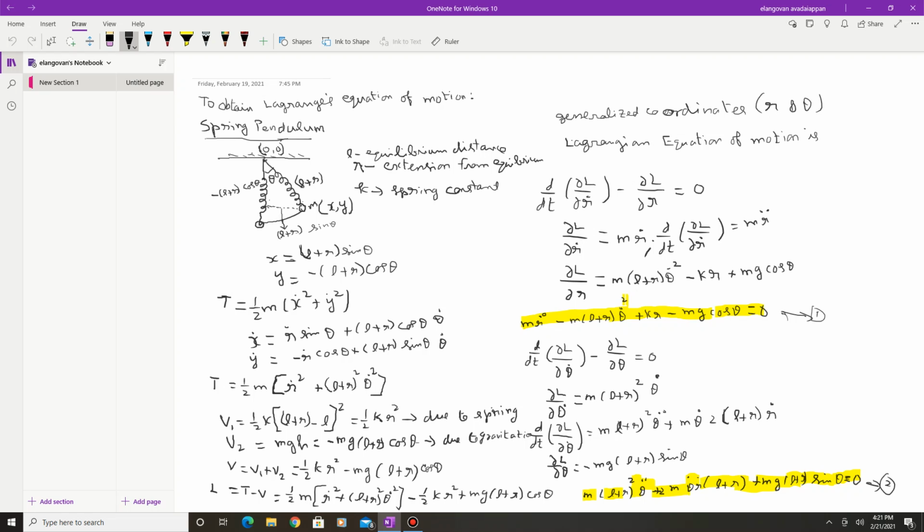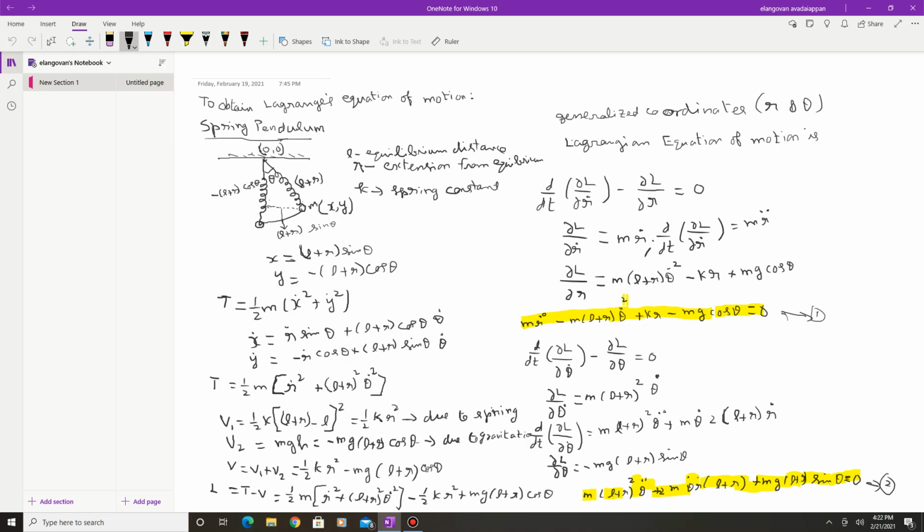Another potential energy is due to gravity, mgh, where h is the vertical distance. So here h is equal to minus (L plus R) cos theta. Therefore the gravitational potential energy is minus mg into (L plus R) cos theta. Now if you add these two terms, you will get the total potential energy of the system. So V is equal to V1 plus V2, which is equal to half k R square minus mg into (L plus R) cos theta.